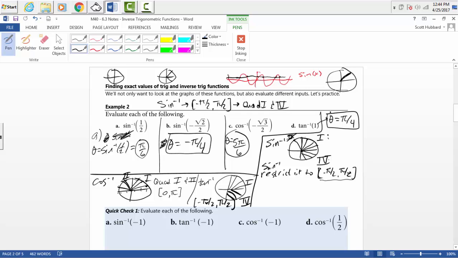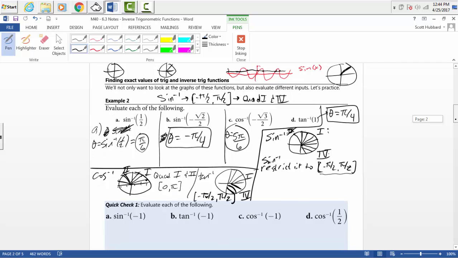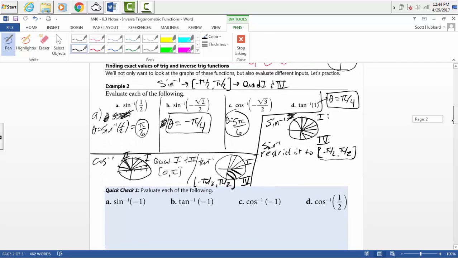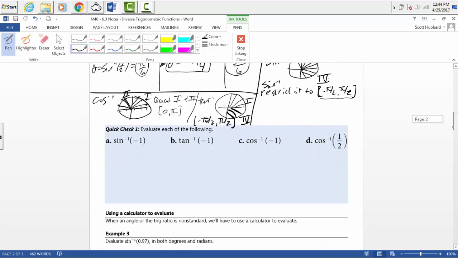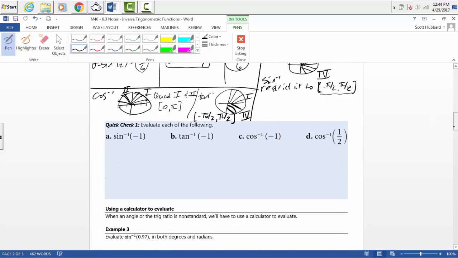So hopefully you're seeing why it's important for us to know our unit circle, because we can't do these things otherwise. And also a quick note that sine inverse, cosine inverse and tangent inverse only produce radian measures. They don't produce degrees, unless it's stated in a problem, then we can convert it to a degree. But if it's not stated, then we're going to give the radian answer. Okay? So I'll quickly do these two.